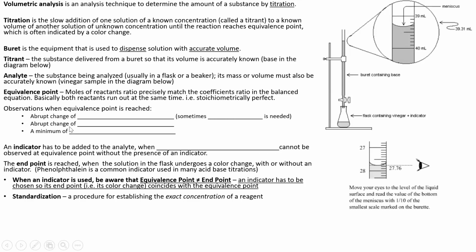When this occurs, we will usually see one of three things. One of them is an abrupt change of color. Sometimes we need to use an indicator to make that color change occur, such as phenolphthalein, which we probably have in this flask. You could also see an abrupt change of pH, and we'll do a problem with that in a little bit. Remember that acids have a low pH, bases have a high pH.